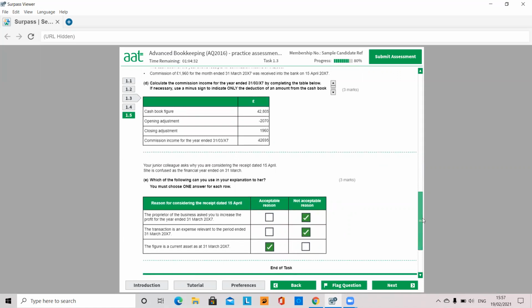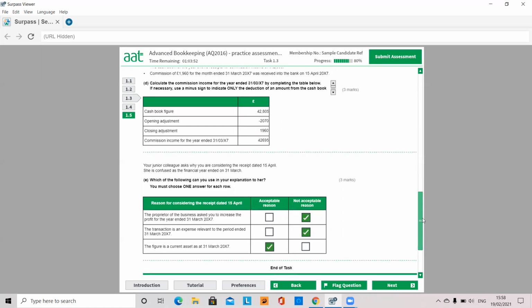The next one says your junior colleague asked why you're considering the receipt dated the 15th of April, as she is confused because the financial year end was the 31st of March. Which of the following can you use in your explanation to her? You must choose one in each row: one which is an acceptable reason and one that's not. It said the proprietor of the business has asked you to increase the profit for the year ending 31st of March 2007. Obviously, that is not a reasonable request.